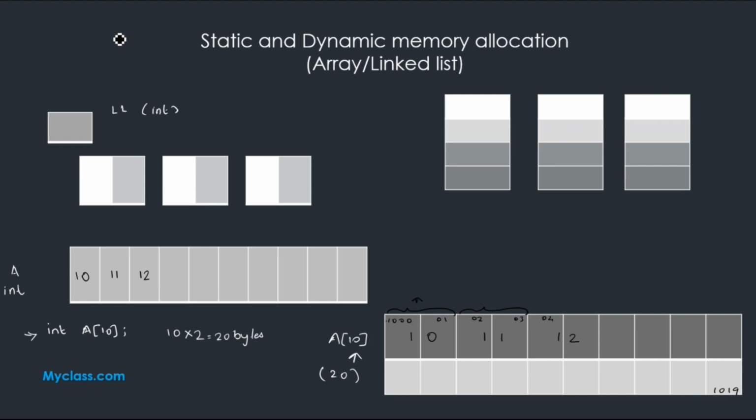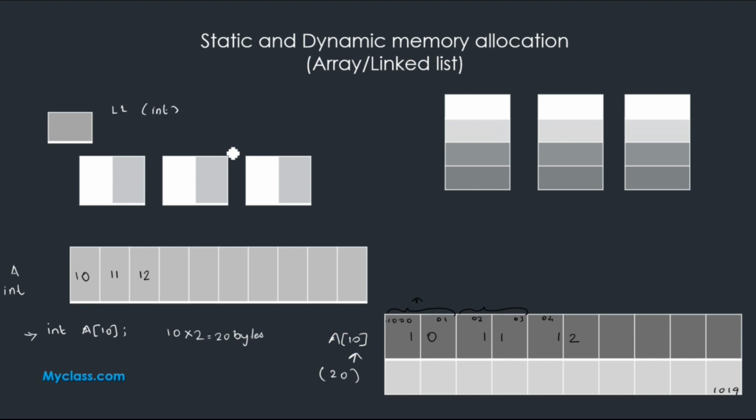And when we go to the linked list, it is dynamic memory allocation. Dynamic memory allocation means that after compilation, we are not getting the memory for storing the data. We will get the memory after the execution of the program.